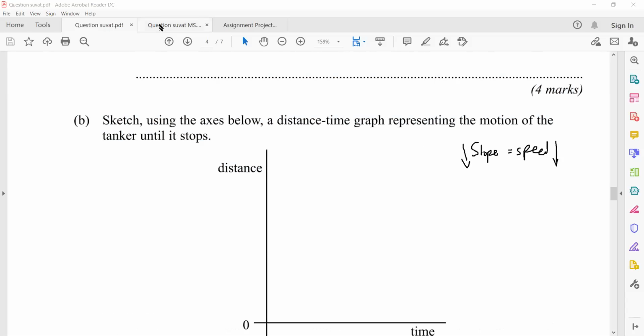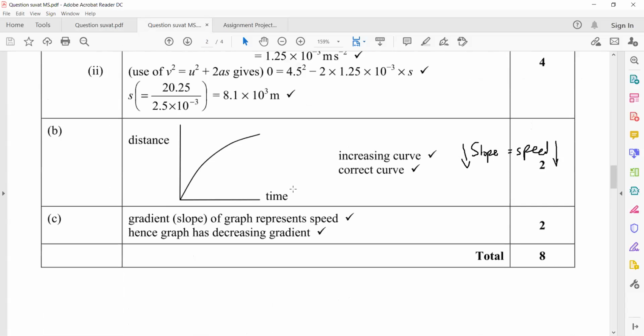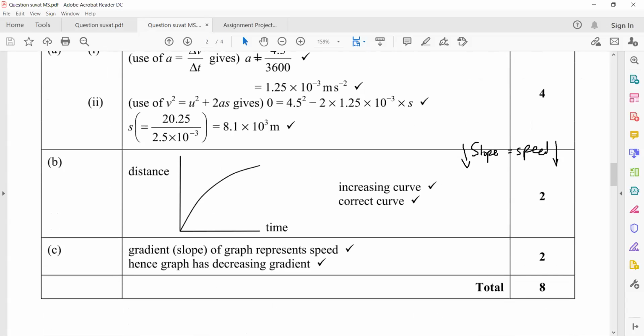So you can see the graph. This is a graph for decreasing speed. The slope is decreasing, it means the speed is also decreasing.